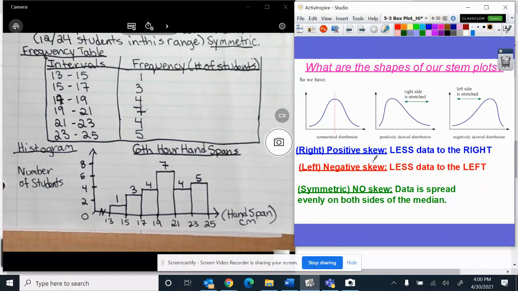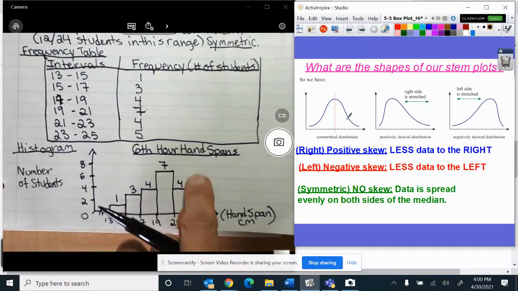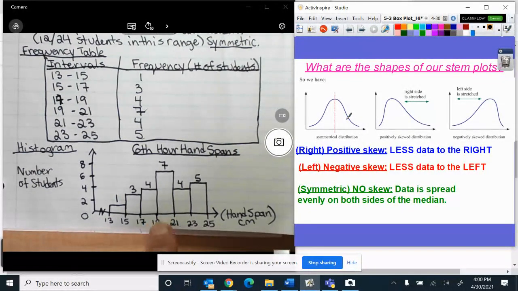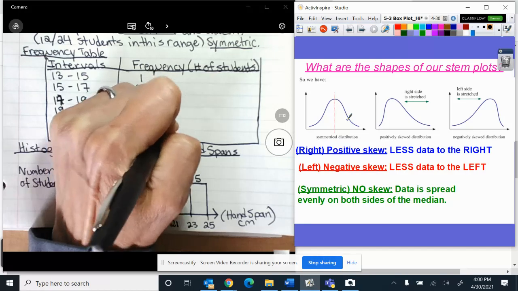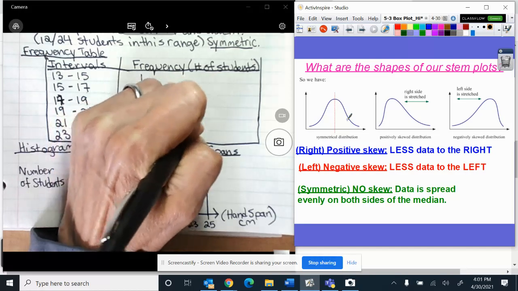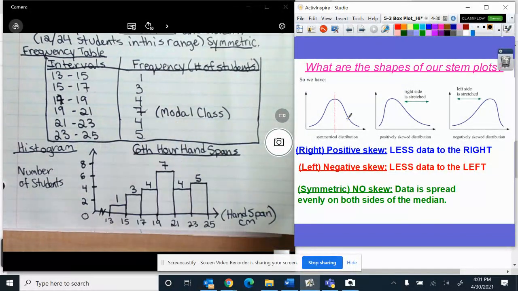And here's where we can see the shape of these histograms. Notice we're a little bit like this one where the left side is stretched. So there's less data on the left side, so we have a negative skew. But it's also pretty symmetric around the modal class, which is 19 to 21. And if you would like to note that in your table, you can. It is the class or the modal interval with the most students.